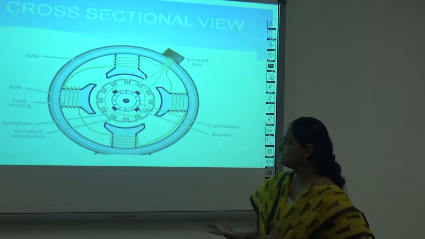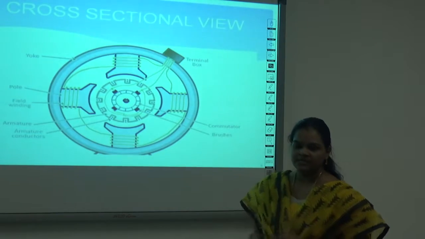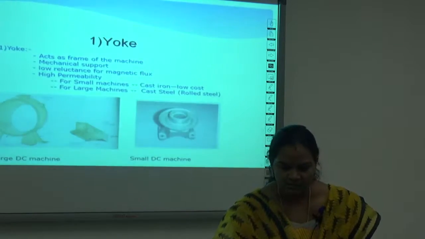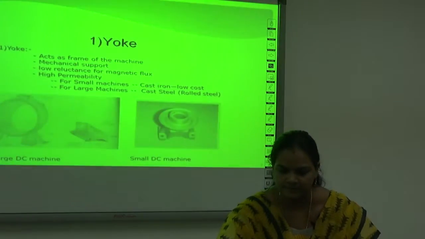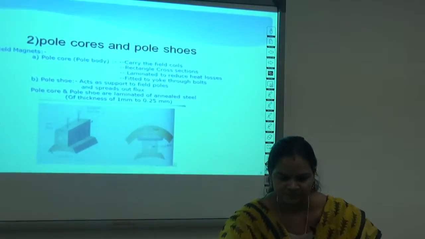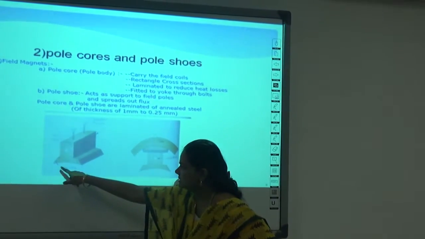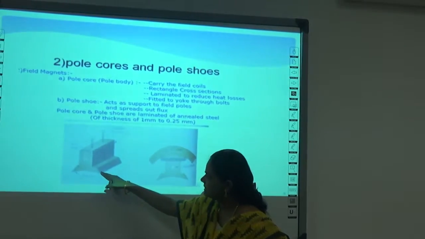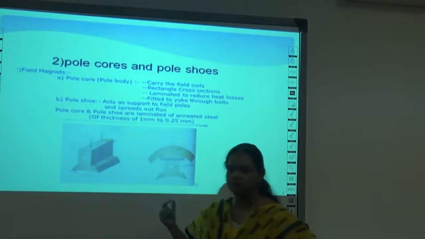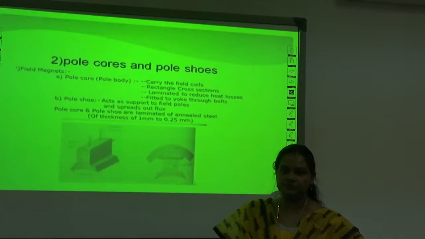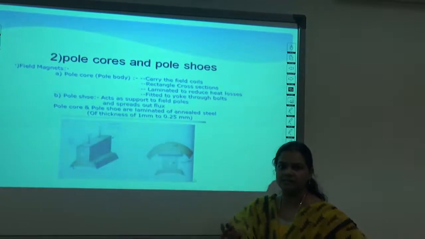Armature is nothing but a rotating part. If you look at the armature, this is a separate view of a yoke, and this one is a pole core and the pole shoe. Next, what is this pole shoe? The pole shoe is nothing but the extended part of the pole core. What is the purpose of using this pole shoe? Why do you need a pole shoe?